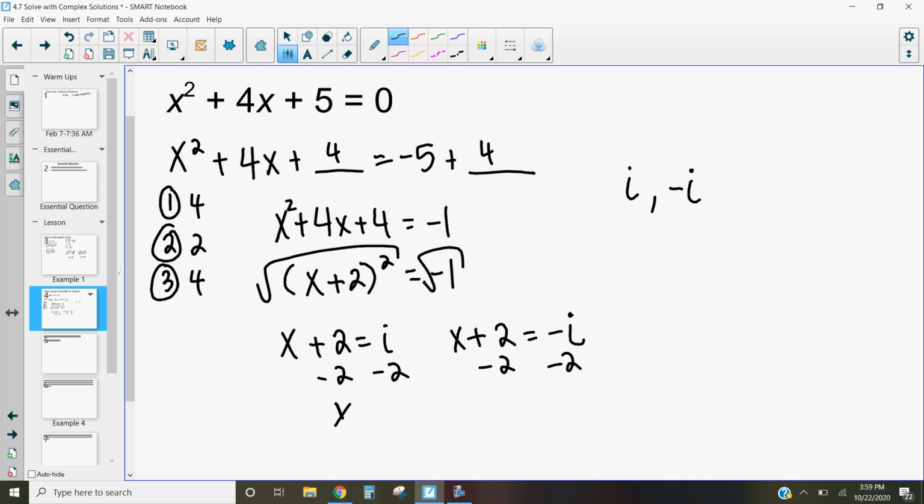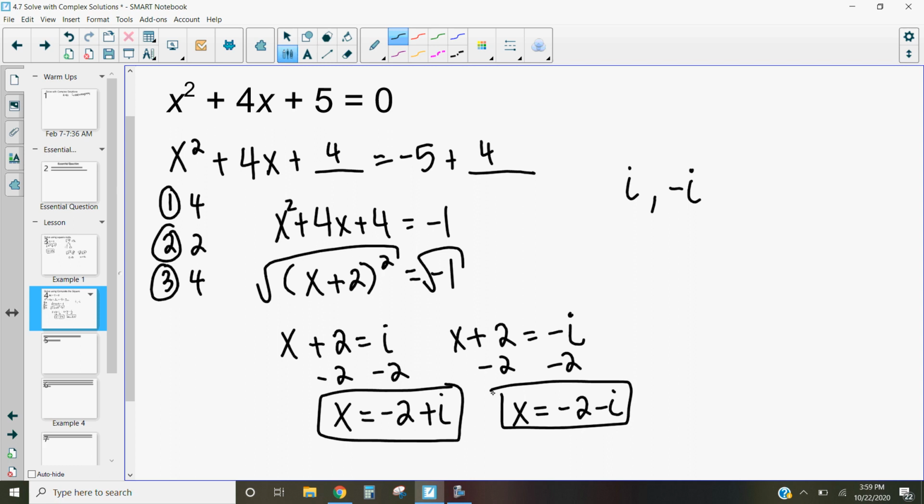We end up with x equals -2 plus i, which is one of our complex solutions, and x equals -2 minus i, and that is our other complex solution. So again, just like before, if we have to take the square root of -1, our two solutions are going to be the imaginary number and a negative imaginary number. Now remember, the imaginary number itself is neither positive nor negative, but we can have -1 imaginary numbers. So that is how we would do it by completing the square.